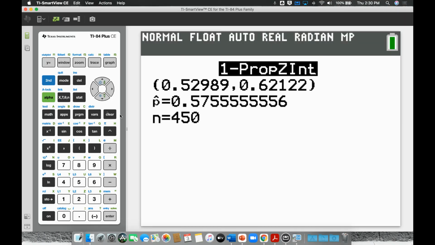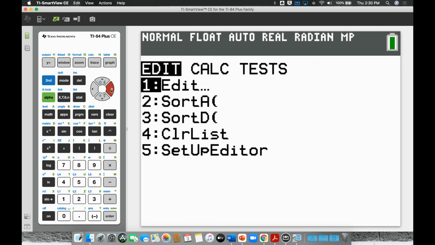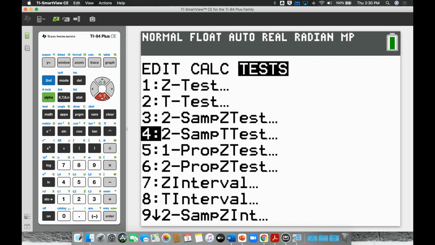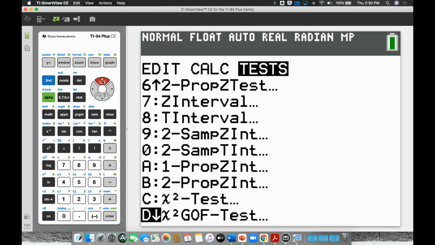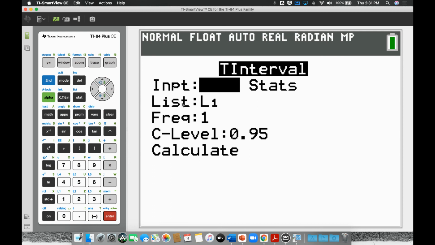Okay, so let's scroll down. So 7 and 8 are Z and T interval. Could be those, right? Okay, let's keep scrolling down. Stops at B. A, we use 1 proportion Z interval. We used that one last time. That one's not going to work there. 2 sample Z, 2 sample T, those don't work. So the only options are 7 and 8. And this one is A, T, so we're going to go to T.